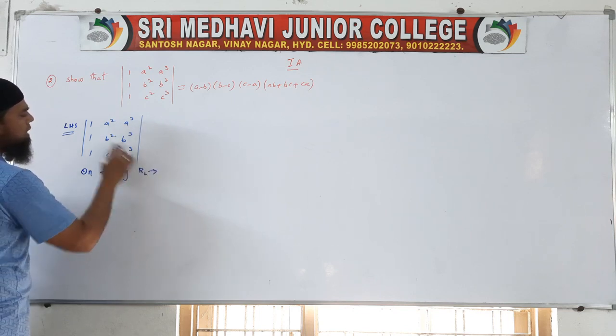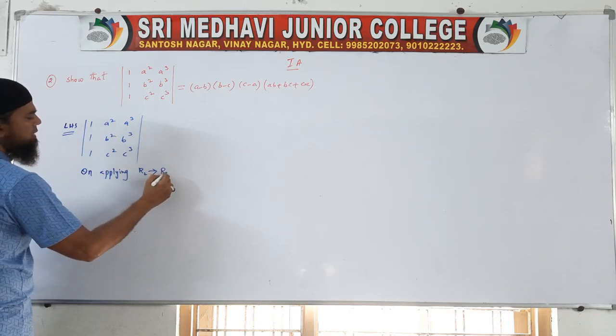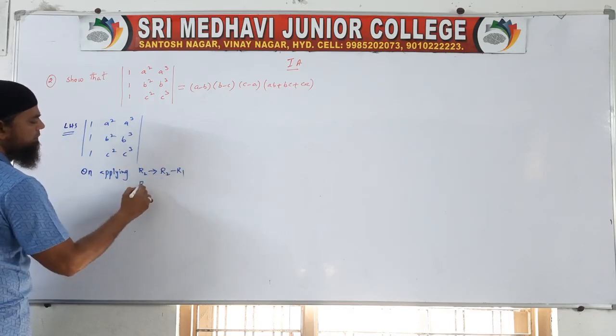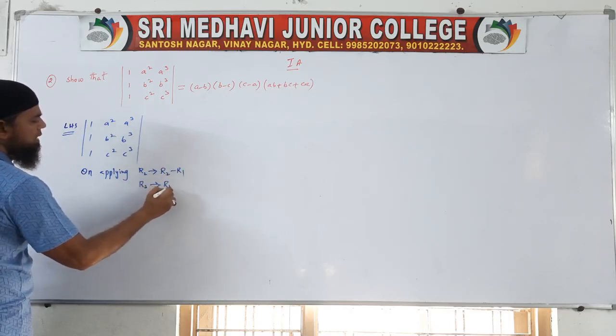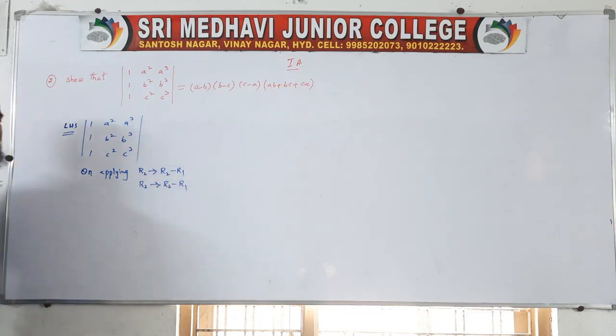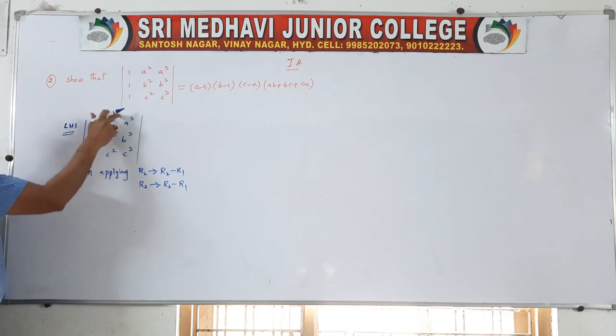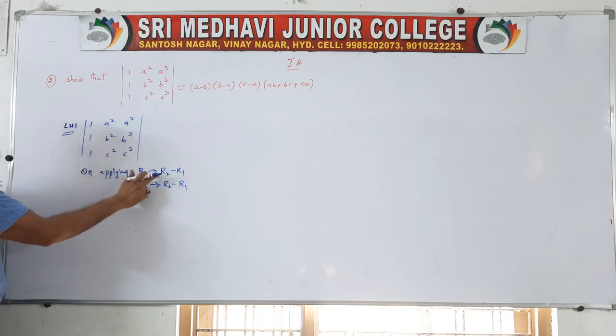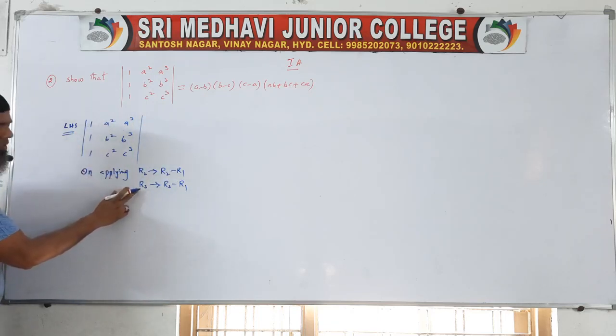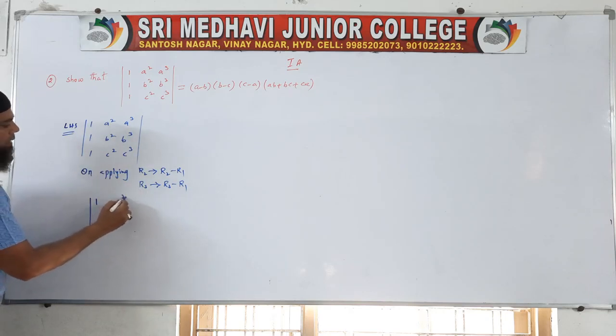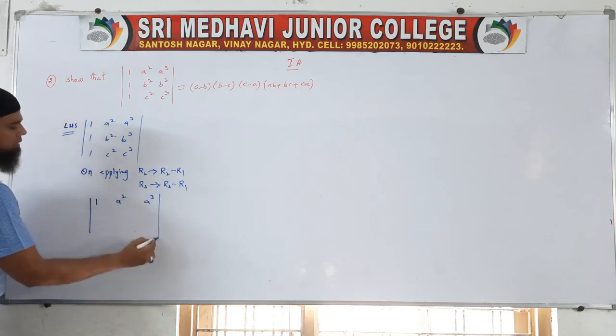On applying, R1 has to be fixed here, R2 tends to R2 minus R1, and R3 tends to R3 minus R1. From R2 we are subtracting R1. See, 1 minus 1, b square minus a square, b cube minus a cube. This is R2 and this is R1, R2 minus R1. Only R2 and R3 have to be changed here. The remaining are as it is, means the first row is as it is, 1 a square a cube.